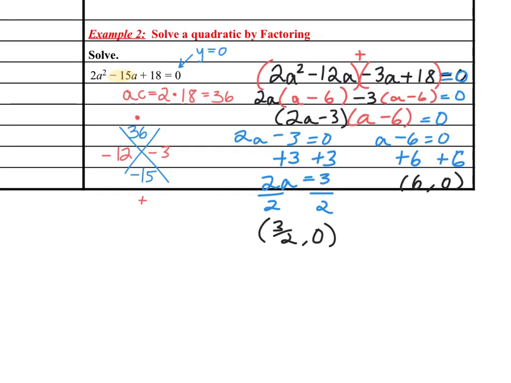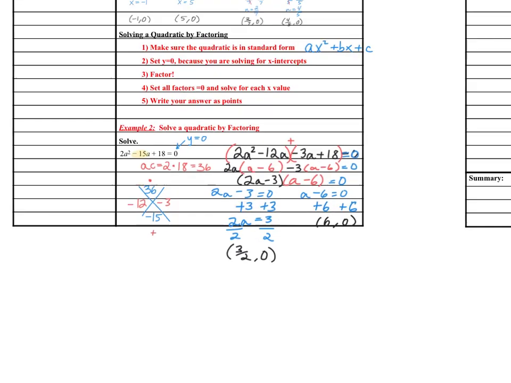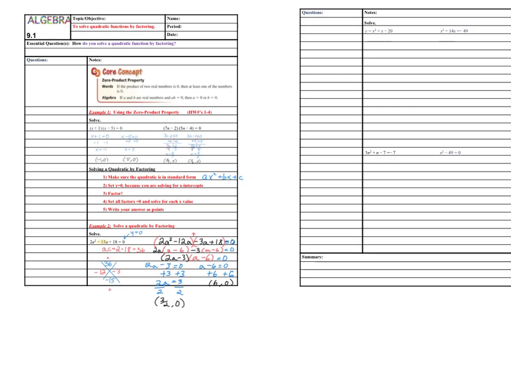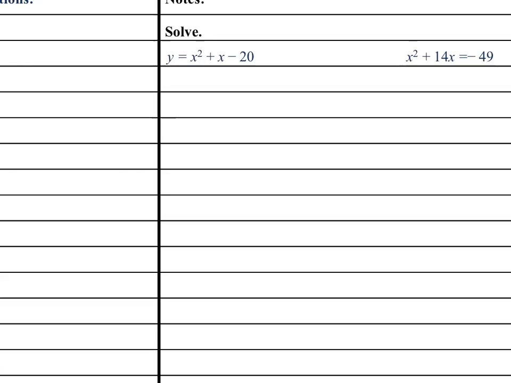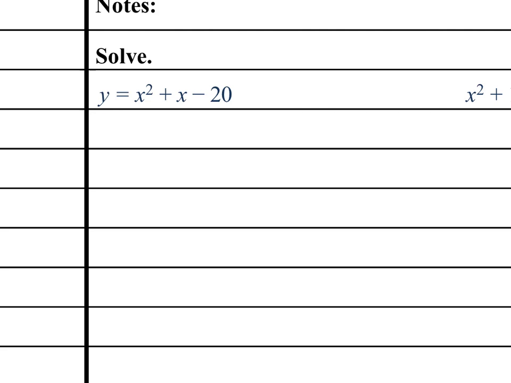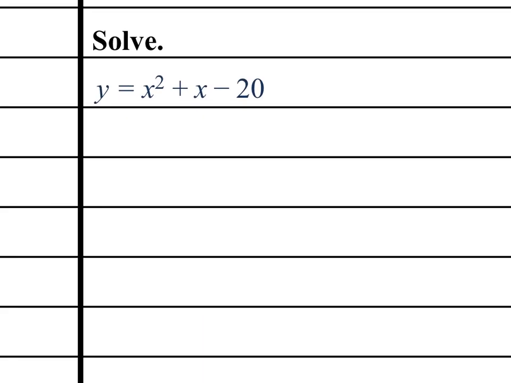Same process, we always start by checking for a GCF. Oh wait, we always start by actually, is it in standard form? X squared plus x minus 20, is that standard? Yep. Is y set equal to 0 yet? No, that's the first thing you need to do. 0 equals x squared plus x minus 20. Can someone remind me, why am I setting y equal to 0? Find the x-intercepts. Okay, good.